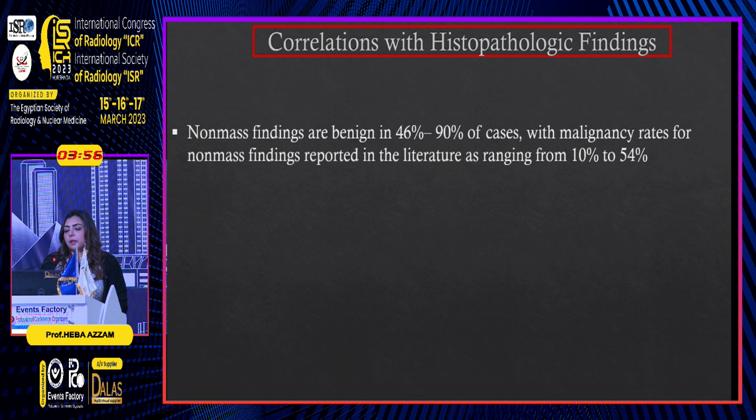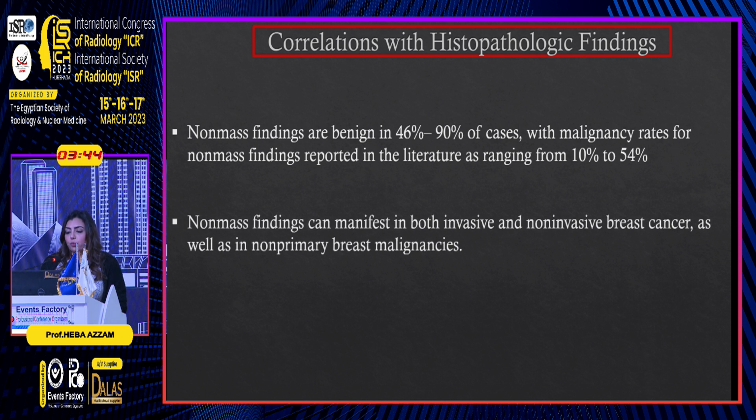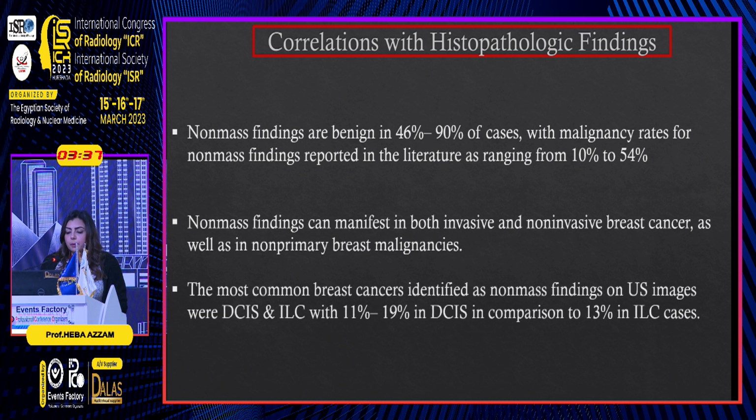Non-mass findings are benign in 46 to 90% of cases, with malignancy rates for non-mass findings reported in the literature as ranging from 10 to 54%. Non-mass findings can manifest in both invasive and non-invasive breast cancer, as well as in non-primary breast malignancies. The most common breast cancers identified as non-mass findings on ultrasound images were ductal carcinoma in situ and invasive lobular carcinoma, with 11 to 19% in ductal carcinoma in situ in comparison to 13% in invasive lobular cases.